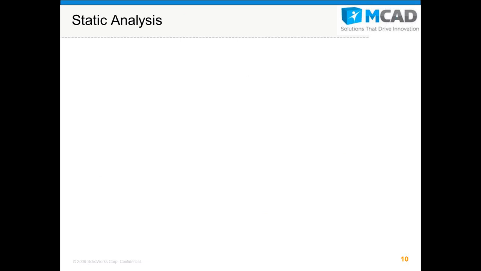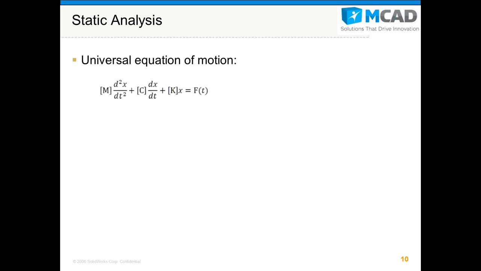All right, so the next stage in the process would be to set up a static analysis. I don't know if anyone has seen this equation before, but this is the universal equation for motion, where the M would be the inertial matrix, the C would be our damping matrix, and the K would be our stiffness matrix. And so we would be solving for force over time. But in a static analysis, we're really taking out most of that from the equation, and we're only looking at the displacements. That's the first thing that we solve for.